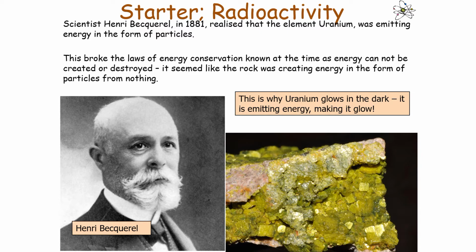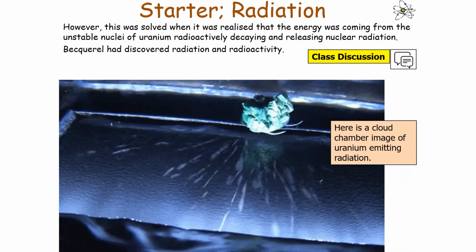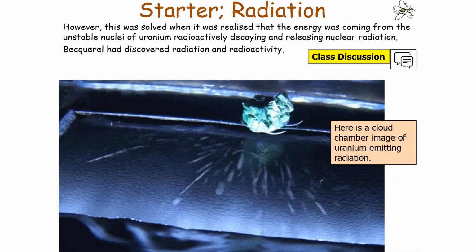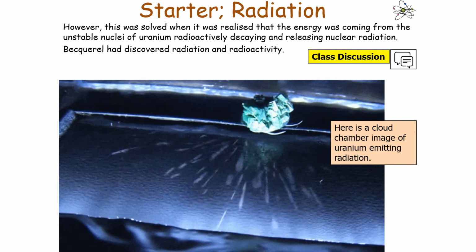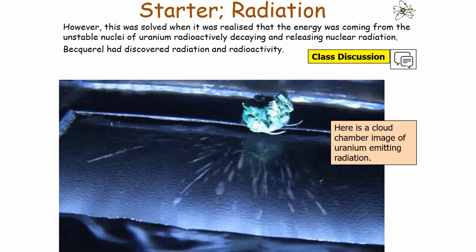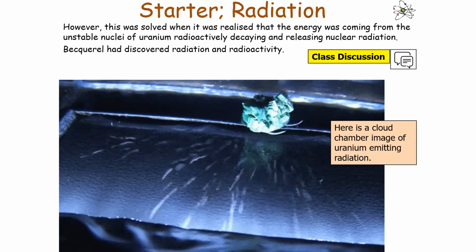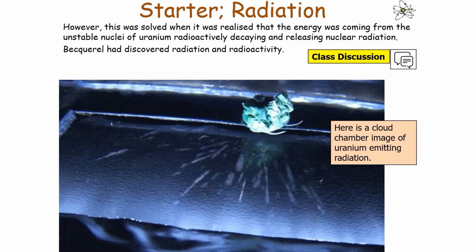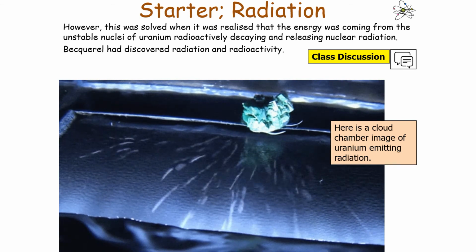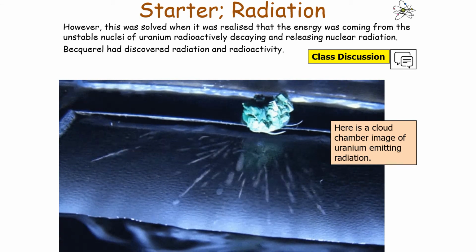It is emitting energy, making it glow. However, it was not a violation of the energy of conservation. It was solved when it was soon realised that the energy was coming from the unstable nuclei of the uranium radioactively decaying and releasing nuclear radiation that Becquerel had discovered. Okay, so therefore he was a person who discovered radioactivity.